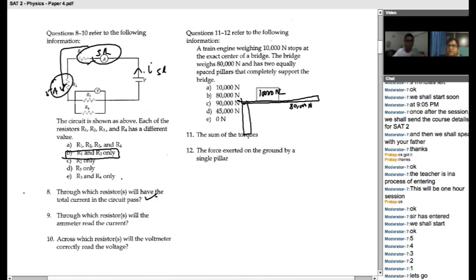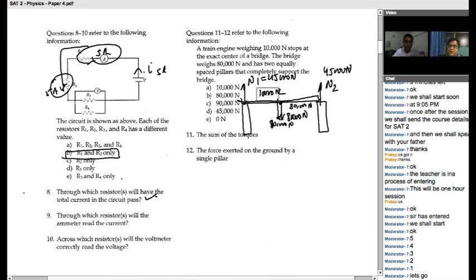Now to balance this, there are 2 pillars. So 80,000 will act exactly at the center of mass. Similarly, this 10,000 will also act from the center of mass because it is exactly at the center. To balance this, there will be an upward normal force which will balance these forces. These forces will be equal to half of this, that is 90,000 by 2, that is 45,000 and 45,000.